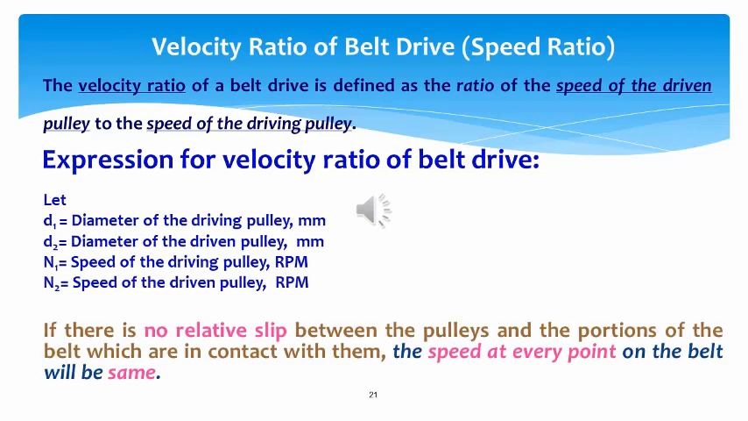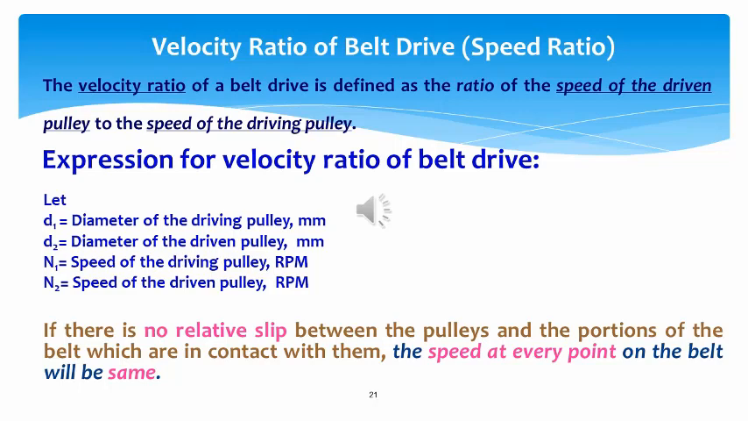So the velocity ratio of the belt drive is defined as the ratio of speed of the driven pulley to the speed of the driving pulley. So the expression for the velocity ratio can be derived. Consider d1 be the diameter of the driving pulley and d2 the diameter of the driven pulley. Similarly, n1 is the speed of the driving pulley and n2 is the speed of the driven pulley in RPM.